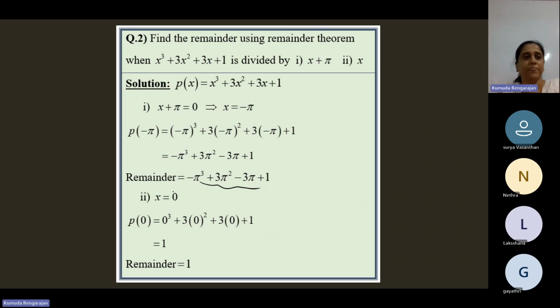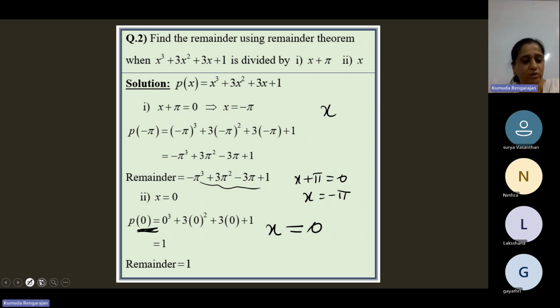For the next one, it's x. We should always equate to 0, right? See, when you have x plus pi, you equate it to 0 and you find the value of x. X is equal to minus pi. Now we have x in the second case. We should equate it to 0. So what's the value of x? 0. So we'll have to find p of 0 here.